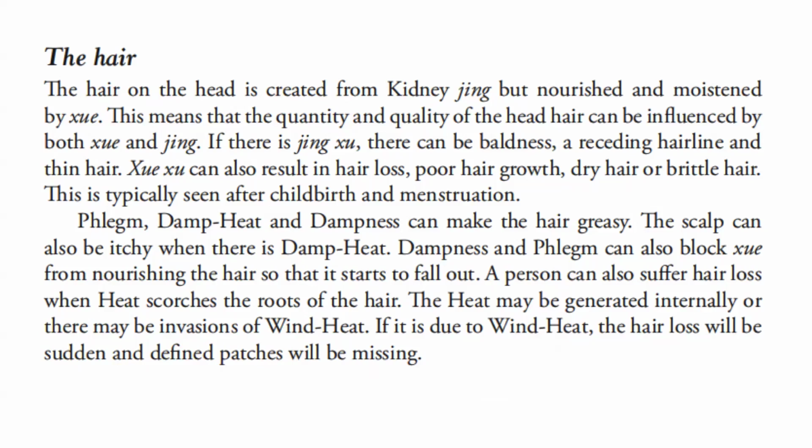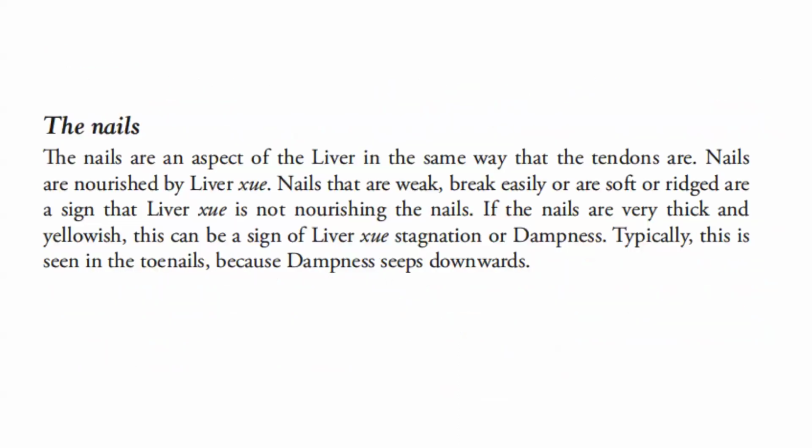Dampness and phlegm can also block blood from nourishing the hair so that it starts to fall out. A person can also suffer hair loss when heat scorches the roots of the hair. The heat may be generated internally, or there may be invasions of wind heat. If it is due to wind heat, the hair loss will be sudden and defined patches will be missing.